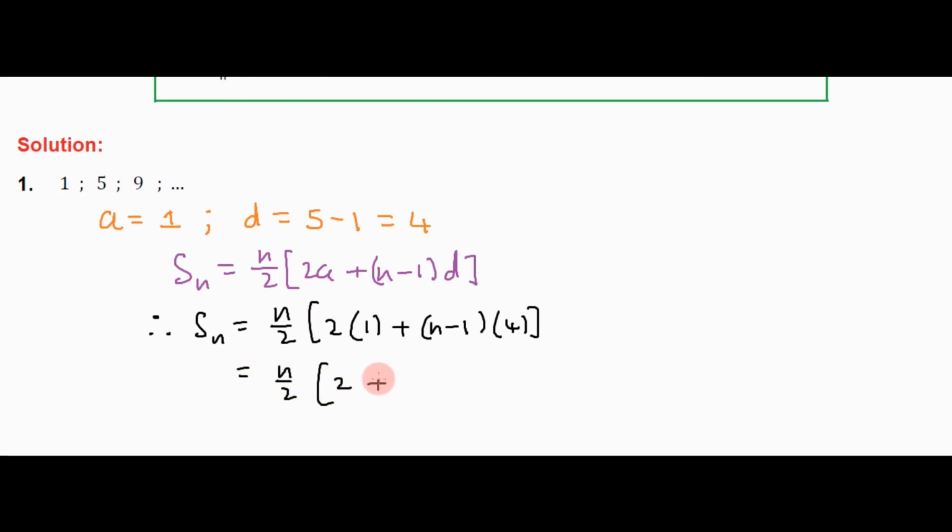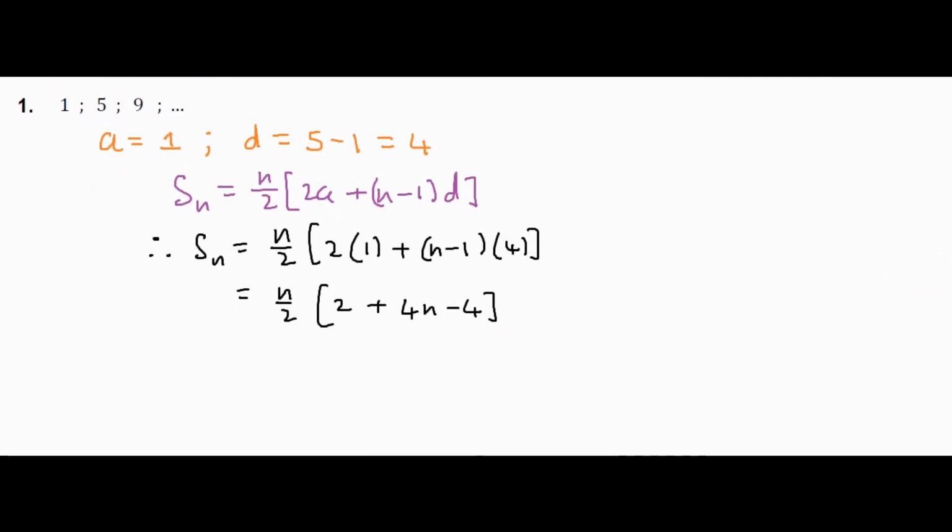So it's 2 plus, we can multiply the 4 into the brackets here. So it's 4n minus 4. Then adding like terms inside the square brackets, we get 4n minus 2. Now we can multiply the n over 2 into the square brackets. So 2 into 4 twice, and then n times n is n squared. So it's 2n squared. And then 2 into 2 once times n is just n. So the general sum S sub n equals 2n squared minus n.